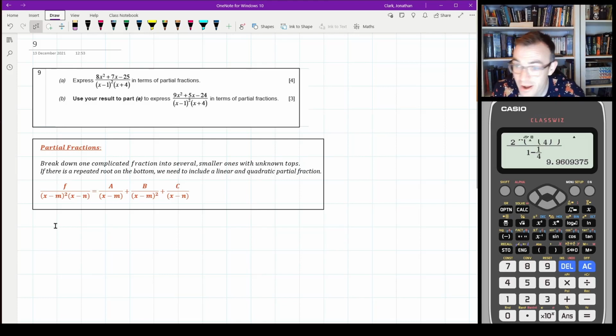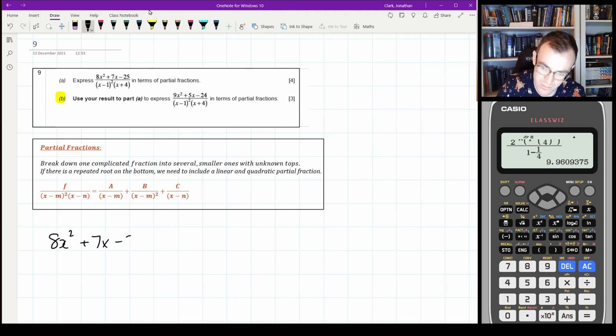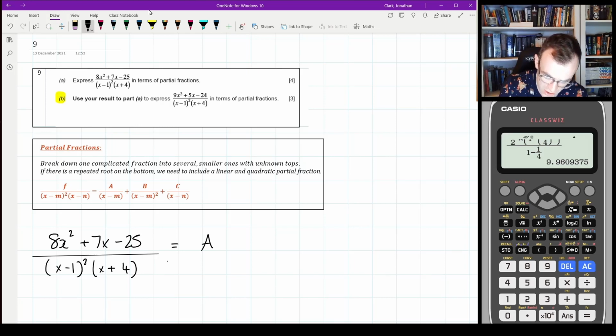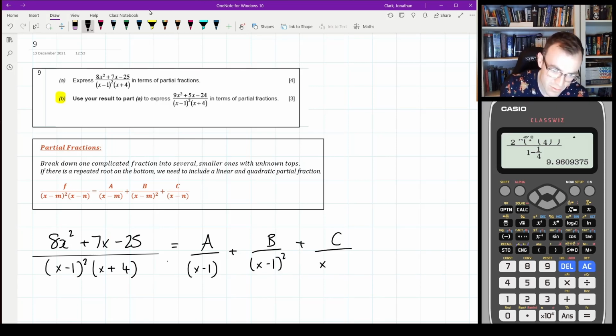All right, partial fractions next. This tends to be a nice one, although there's quite a cheeky part B here that we're needing to work out. So let's start by writing down the fraction. And we've got x minus 1 squared, x plus 4. So this is going to change too. So we'll have x minus 1 on the bottom, x minus 1 squared, and x plus 4.